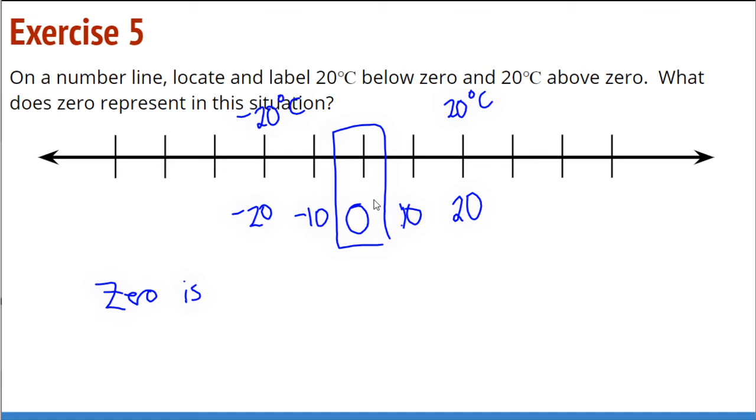Now, thinking back just a little bit, not too long ago, I told you what happens at 0 degrees Celsius. So 0 is 0 degrees Celsius, but we can also say it is the freezing temperature of water. But we'll keep it short here. 0 is 0 degrees Celsius. We aren't in the negatives, we aren't in the positives. We're at 0.